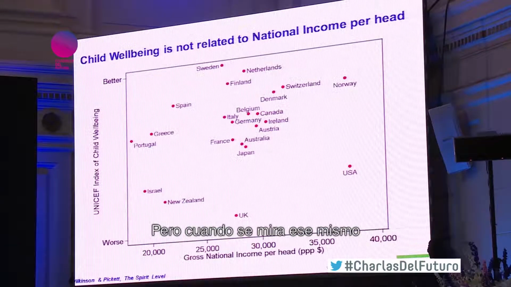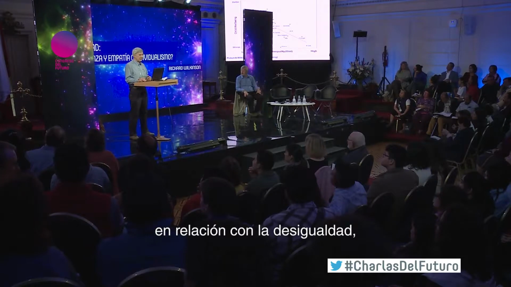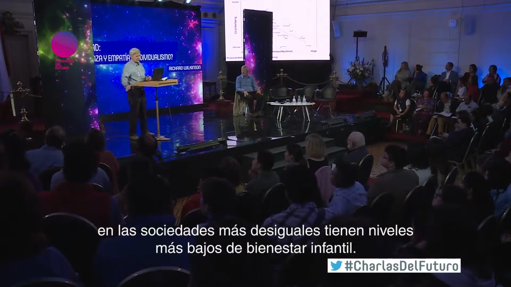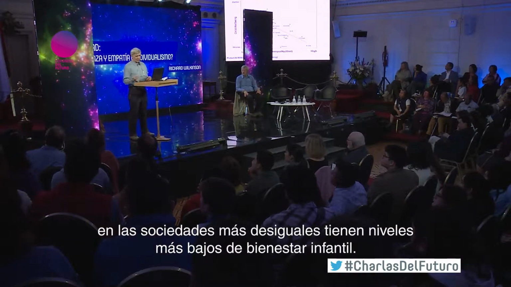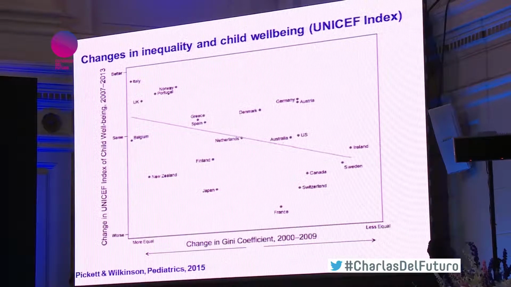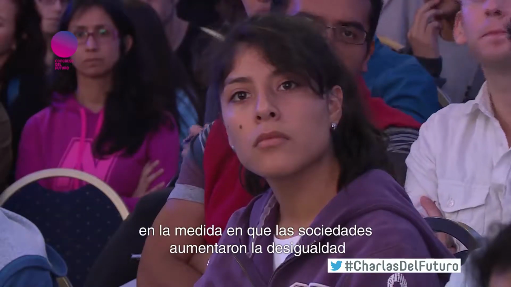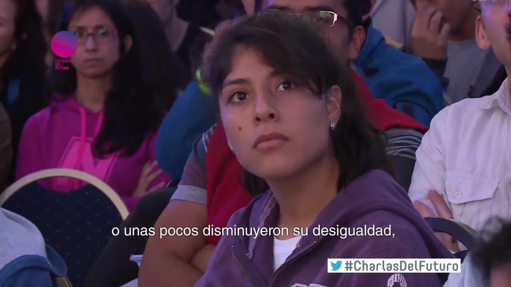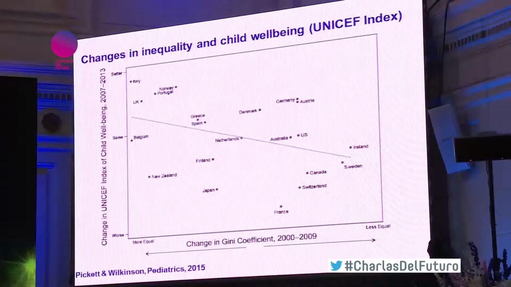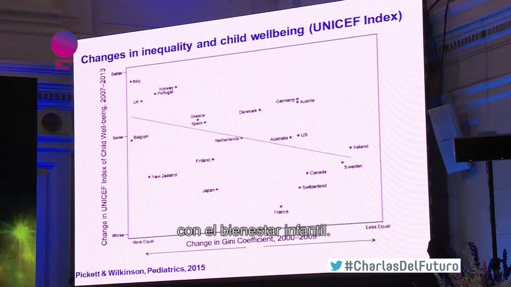But when you look at that same index of child well-being in relation to inequality, in more unequal societies, they have lower levels of child well-being. We also looked at change over time, over a 10-year period, and in this measure of child well-being, as societies increased inequality or a few decreased their inequality, you can see at least a statistically significant relationship with child well-being.